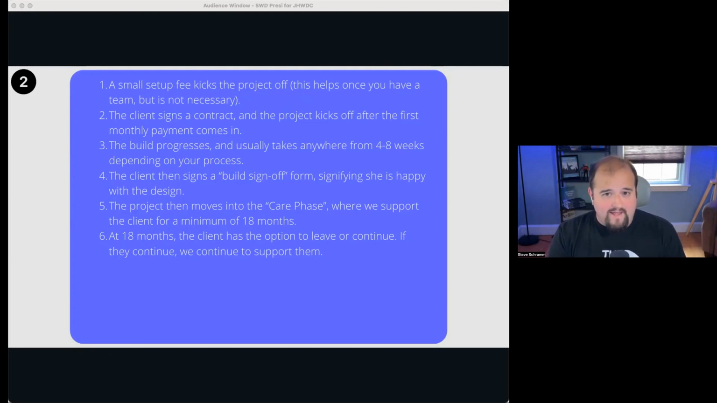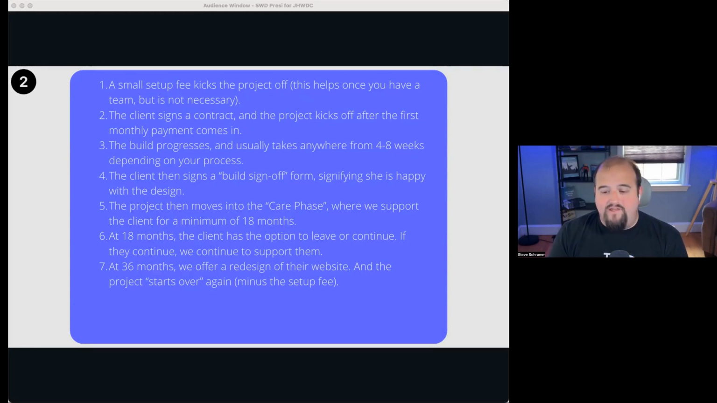Okay. Now, in our case, what we do then is the idea is, if they stay for 36 months, we'll offer a redesign of their website. And then the project sort of starts over again, minus the setup fee. We only charge that the first time.